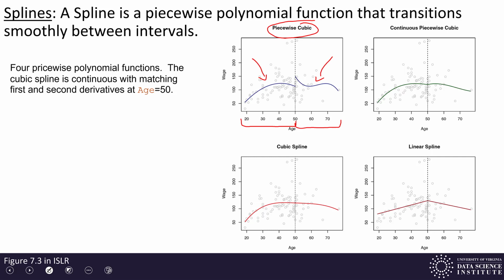There's a serious problem here. The functions don't match at the boundary, which visually is kind of disturbing, and it seems to be overtraining to the data just to the left and just to the right of that 50. So we might say, we'd like cubic functions, we like that flexibility, but we want them to meet together nicely, and that would be shown in this next plot, continuous piecewise cubic.